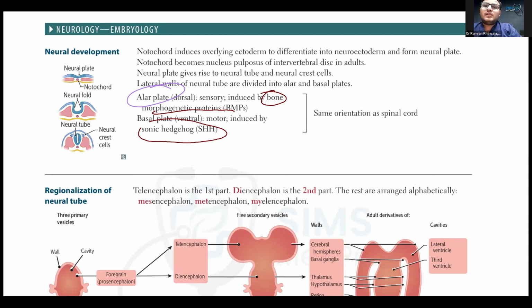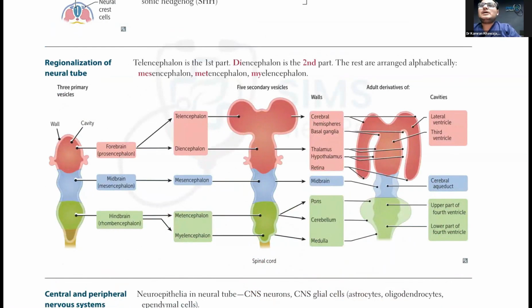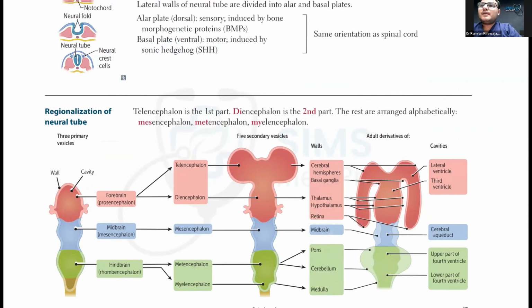Now we will discuss the regionalization of the neural tube. We have discussed the neurulation process, what factor induces the alar plate, which is bone morphogenetic protein, and what factor induces the ventral part, which is sonic hedgehog genes. Is that clear? So the alar plate will make the dorsal horn in the adult structure, and the basal plate, which is ventral, will make the anterior horn in the adult structure.